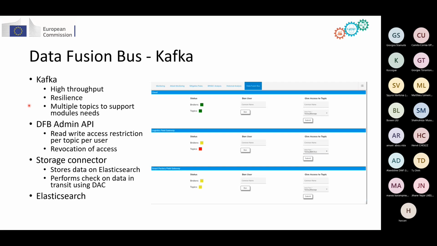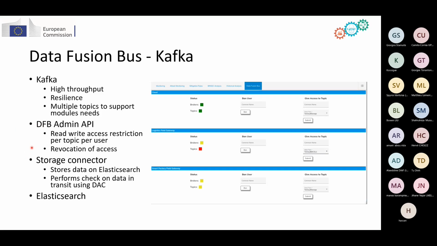Kafka is here because it can support a very high throughput of data, much higher than what we have right now. It offers, at some point, resilience to the system. And of course, we have different topics depending on the needs of each module. The topics on Kafka are equivalent to queues on message brokers.